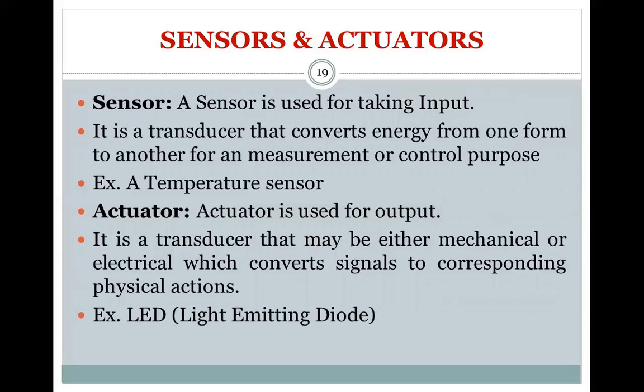Now these are other components which are connected to the core processor, that is sensors and actuators. A sensor is a device that is used for taking the input. It is a transducer that converts energy from one form to another for measurement or control purposes. Examples are a temperature sensor or humidity sensor. The other component is the actuator. It is an output device, a transducer that may be either mechanical or electrical, which converts the signals to corresponding physical actions. Examples are LED or LCD, and others.